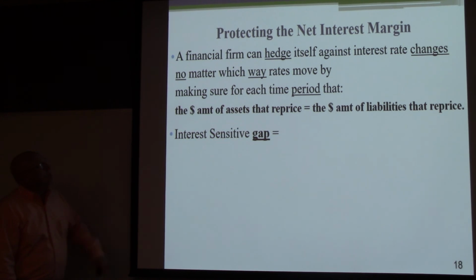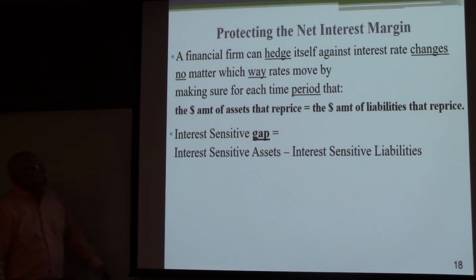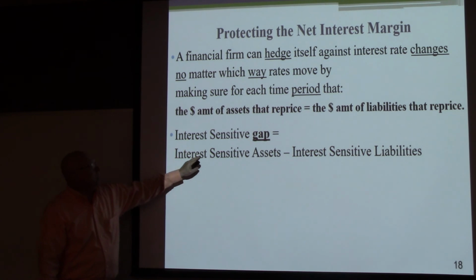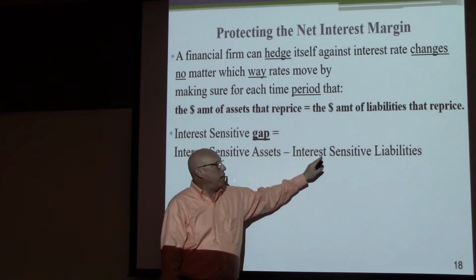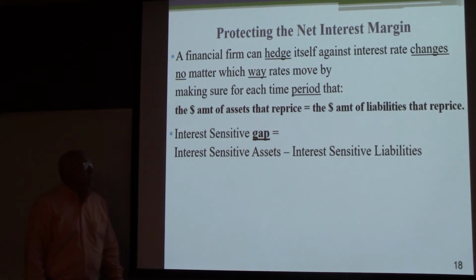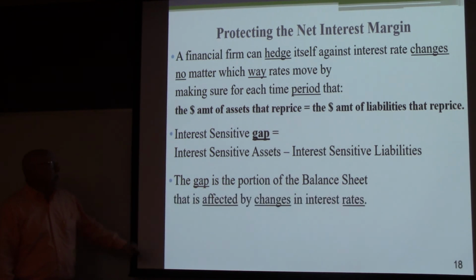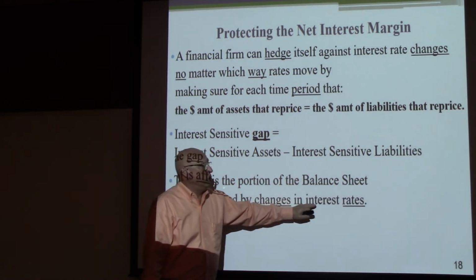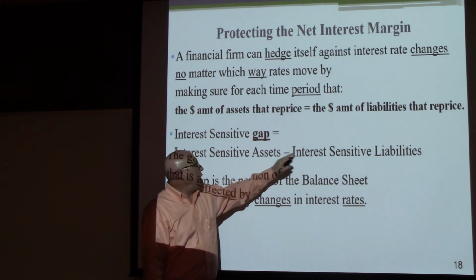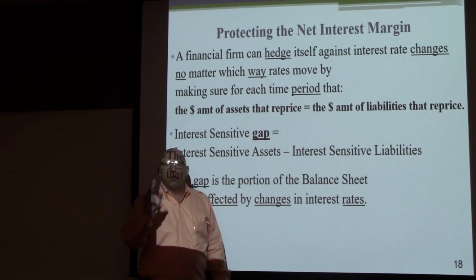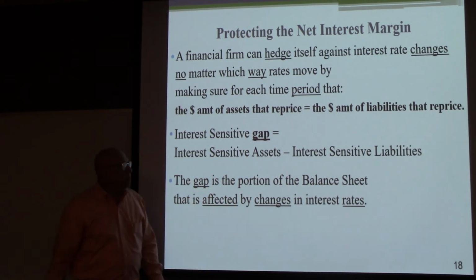So let's look at what we call the interest-sensitive gap. Okay? The interest-sensitive gap is the dollar amount. It's the dollar value of interest-sensitive assets minus the dollar value of interest-sensitive liabilities. It's a dollar amount. Okay? The gap is that portion of the balance sheet that is affected by changes in interest rates. This will move at the same rate as this, basically. But the difference between the two is what will impact a bank if rates change.